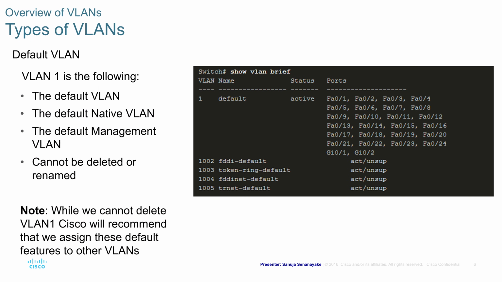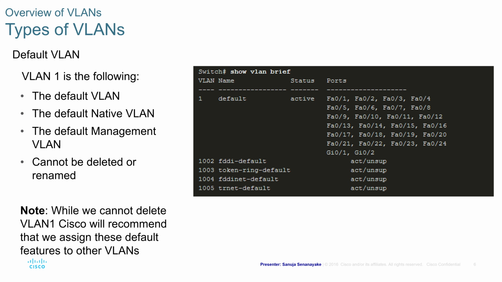So what are the types of VLANs? There are some default VLANs available already on your Cisco devices. One of them is VLAN 1, which is the default VLAN, the native VLAN, and the default management VLAN. VLAN 1 cannot be deleted or renamed.